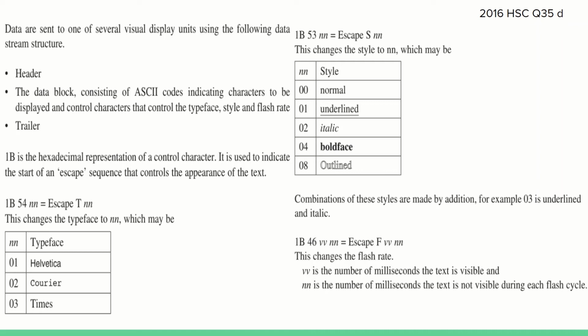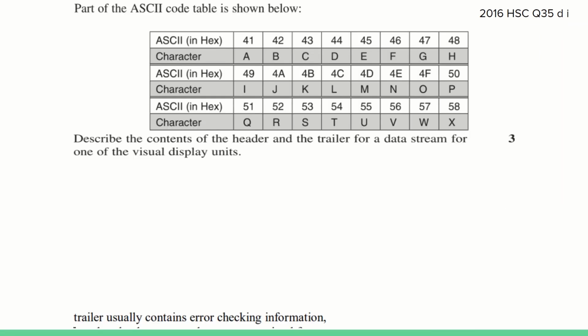All right, confused? There's a few nodding heads, which is good. Then they're nice enough to give you the ASCII table. Why? Because they probably went, there's a whole A4 page of instructions, let's give them a little bit of a hand. So we've got: describe the contents of the header and the trailer for a data stream for one of the visual display units.